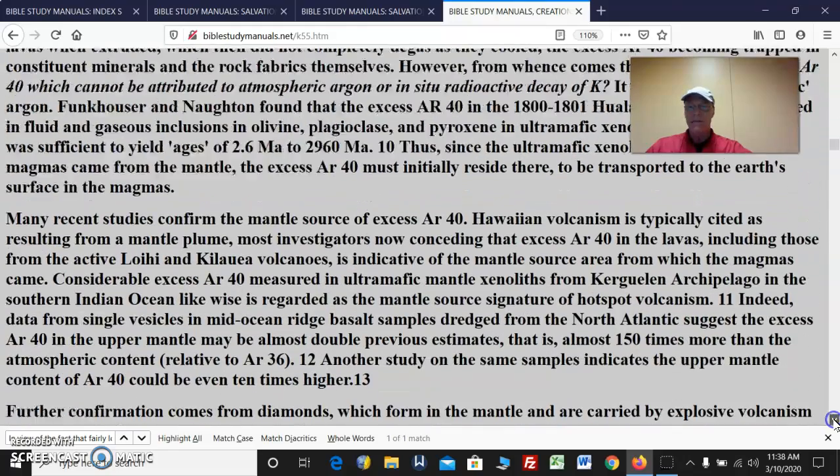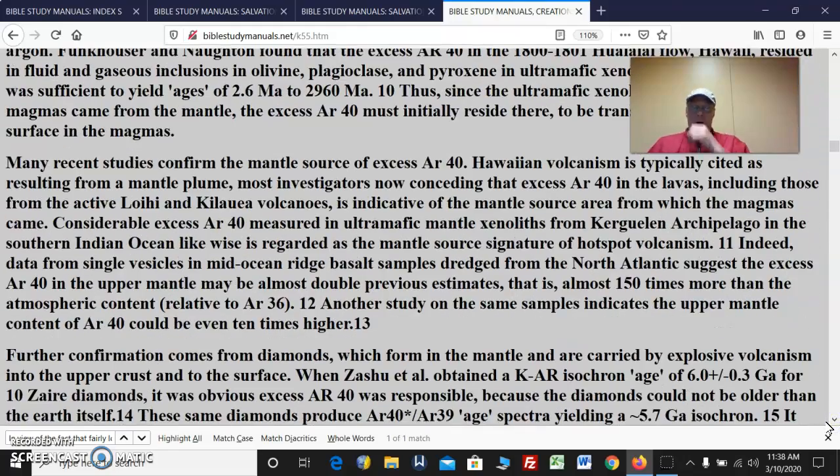What does all this mean? Technical stuff. Many recent studies confirm the mantle source of excess argon-40. Hawaiian volcanism is typically cited as resulting from a mantle plume, with most investigators now conceding that excess argon-40 in the lavas, including those from the Loihi and Kilauea volcanoes, is indicative of the mantle source area from which the magmas came.